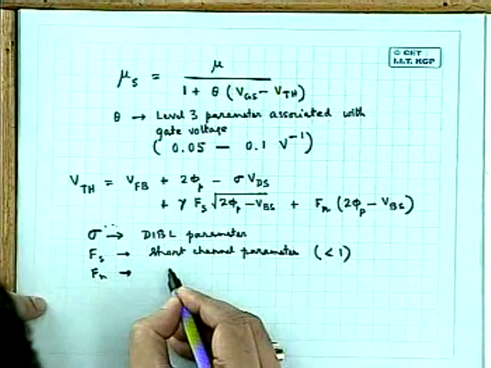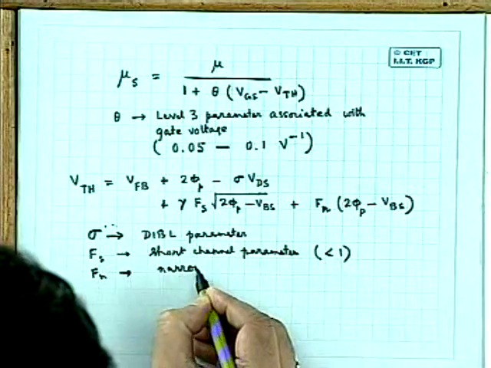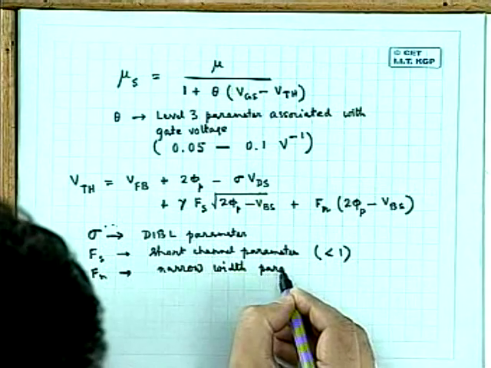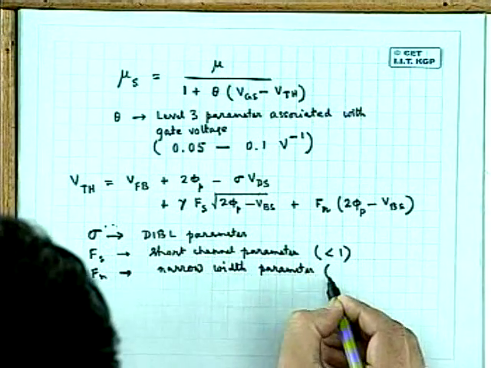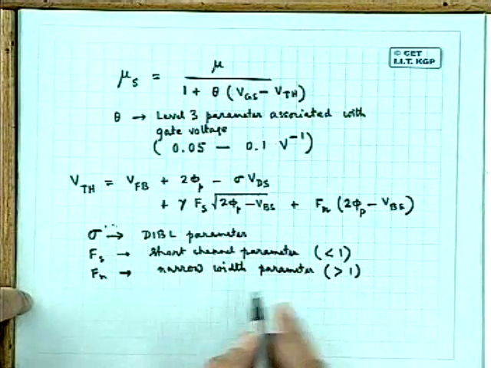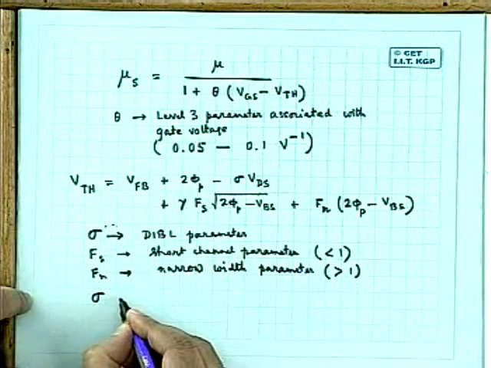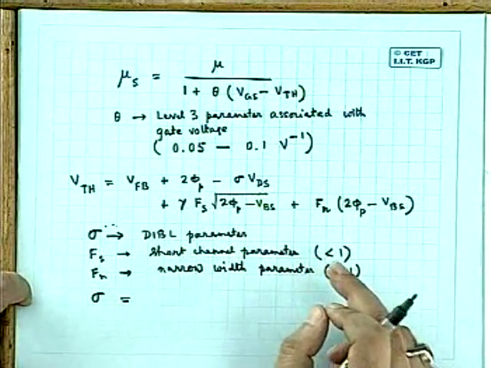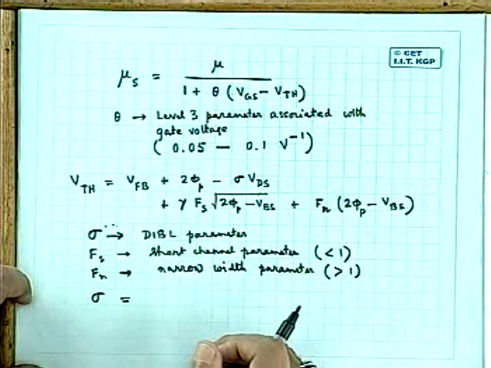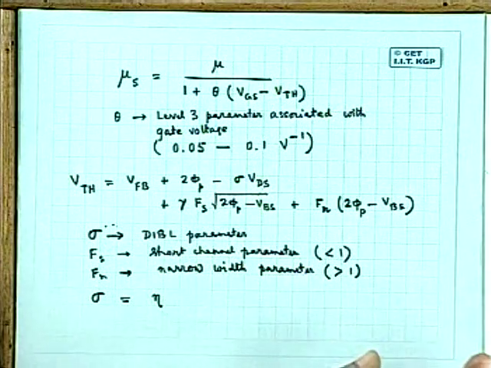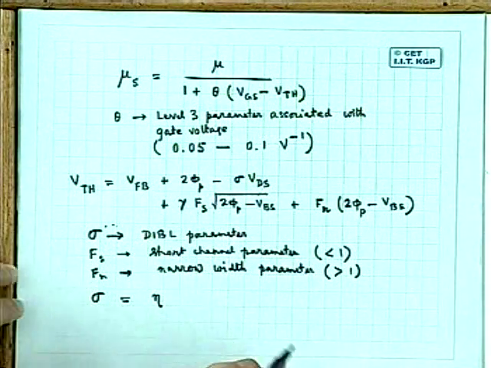Then Fn, as indicated earlier, is a narrow width parameter. We have already written that. Narrow width, narrow channel parameter. Its value is more than 1, which I already told. Now sigma: there has been an attempt to model the value of sigma. Instead of arbitrarily choosing the value of sigma, some physical model of sigma was attempted, which looks like this. This is all based on some analytical derivations which we are omitting because of the lack of time.